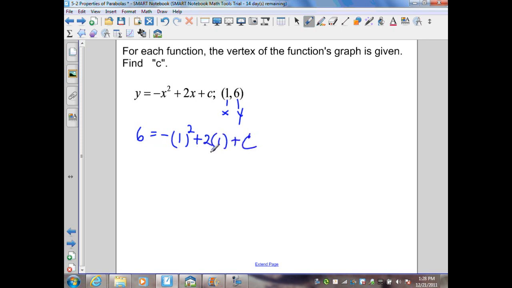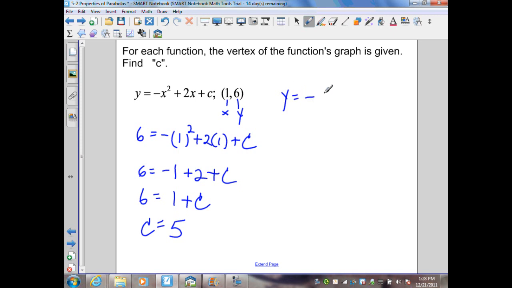Now, all I need to do is simplify this equation and solve for c. That gives me 6 equals 1 squared is 1, but that makes it a -1, plus 2 plus c. 6 equals 1 plus c. Subtracting on both sides, I get c equal to 5. So, the quadratic function is y equals a negative x squared plus 2x plus 5.